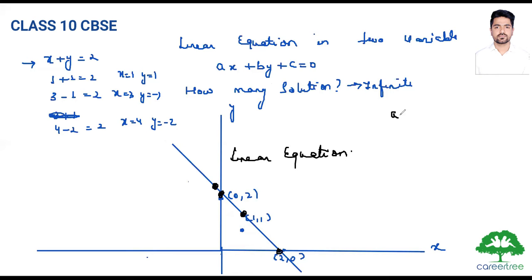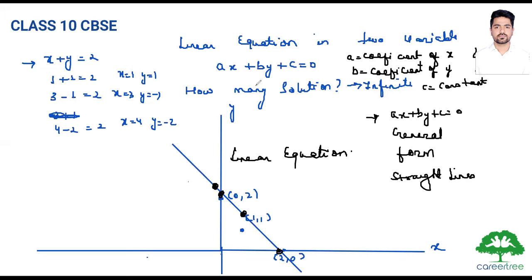And ax plus by plus c equal to 0 is also the general form of a straight line, which is a chapter in class 11th. There's one chapter in class 11th which is straight lines. There, the general form of a straight line is ax plus by plus c equal to 0. So now we understood why these equations are called linear equations in two variables, right? But plotting of linear equations in two variables you have already studied in your 9th standard, right?